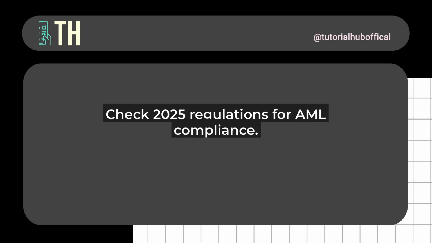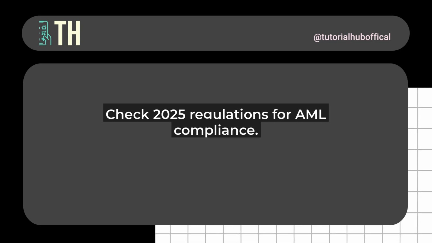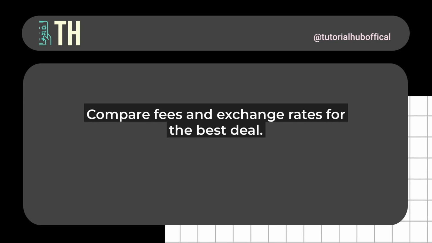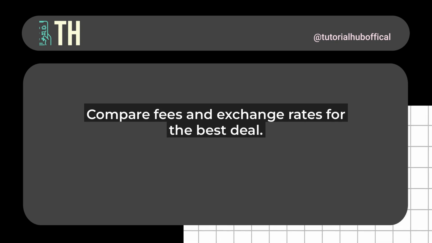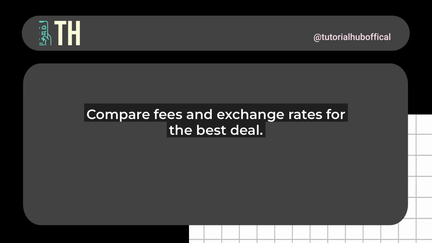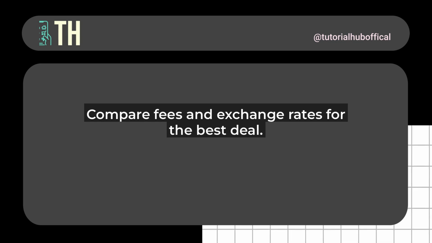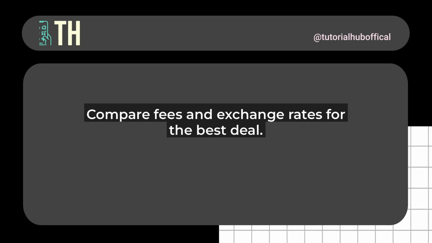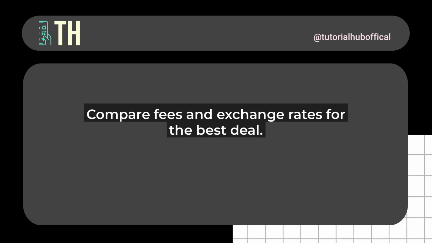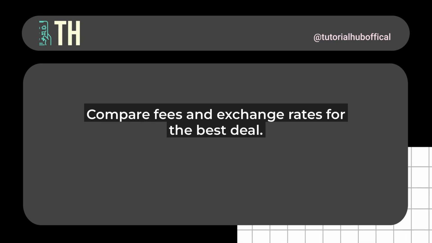Step 1. Gather your essentials. You'll need a valid US ID, the recipient's full details including their bank account or mobile wallet, and your funding source. Think checking account or credit card. Pro tip. Always check for the latest regulations, as 2025 brings updated AML, anti-money laundering, rules to prevent fraud.